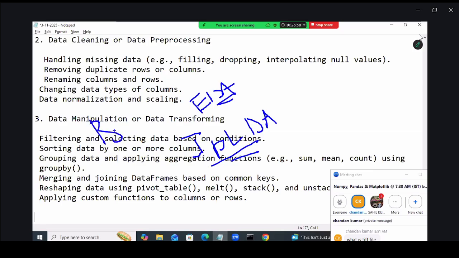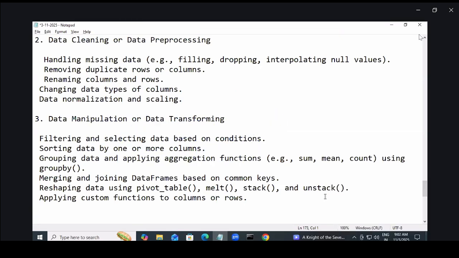BCCI only. Okay. Who conducts it, you don't know? Yes, IPL. Now suppose you want to do some IPL data analysis. BCCI only, right?